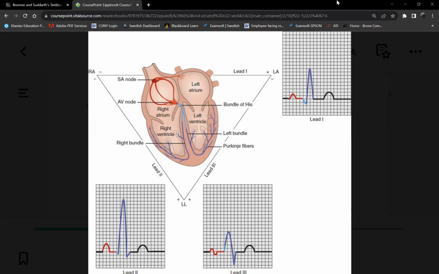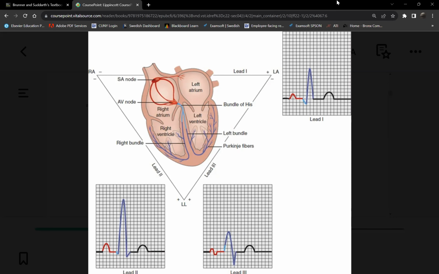So let's say this one on the right side is lead 2. Lead 2 is capturing electrical activity from the right arm all the way to the left leg, which is parallel to the electrical conduction pathway, since the pathway starts from the SA node to the AV node and then to the left and right bundle, all the way to the fibers. So it's going this way, right? So it's lateral from the right shoulder to the left leg.